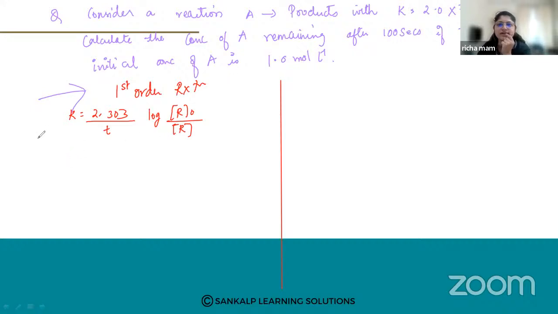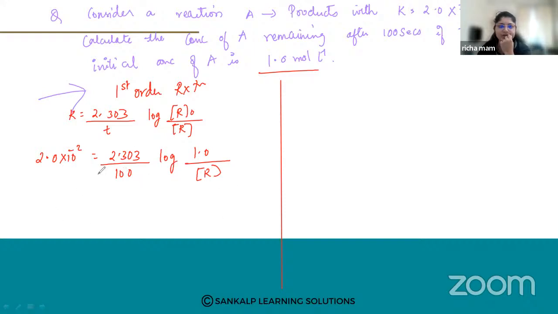So what all is given? Rate constant value is given, that is 2 into 10 raised to minus 2 per second, is equals to 2.303 by time taken, 100 seconds, then log of the initial concentration. The initial concentration is 1 mole. And we have to find the concentration, how much has been remaining after 100 seconds. So let us write it as R.